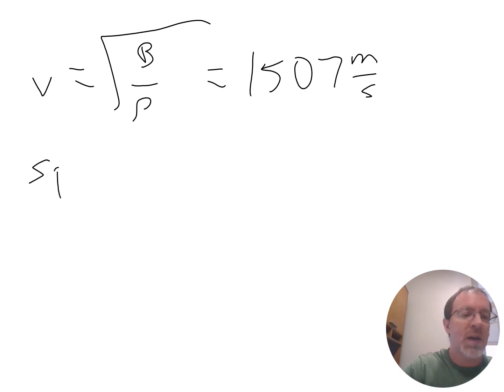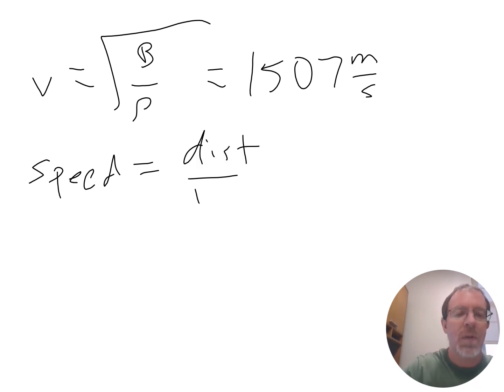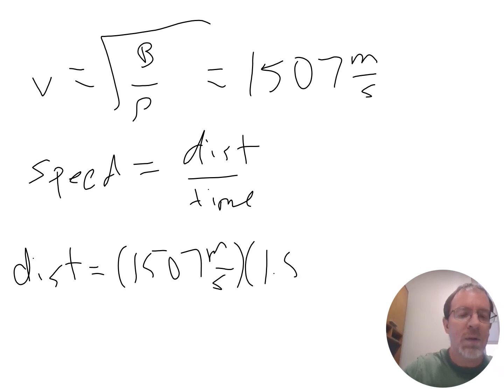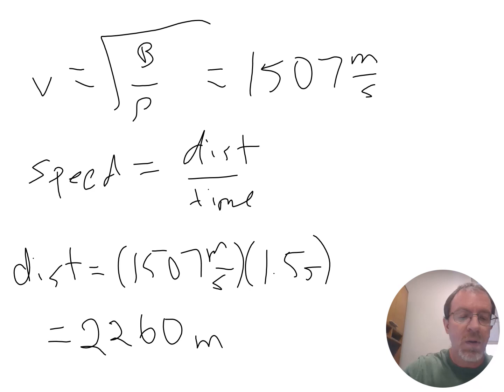And now we can take advantage of the fact that speed is equal to distance over time. Rearrange that equation. Multiply our speed by the time it takes the ping to travel to the object. And when we do this, we get a distance of 2,260 meters from the submarine to that object.